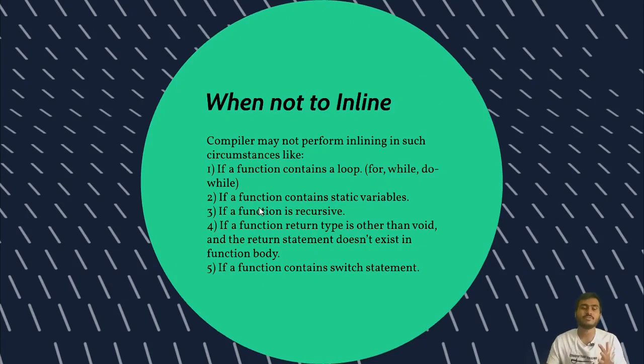The first rule is, if your function contains loops like a for loop, while loop, or do while loop, the compiler cannot make your function inline, because looping is a complex syntax and it doesn't make sense to replace your function call with the function body. The next thing is that whenever your function contains a static variable, your compiler cannot make it inline either. We don't have any idea about static variables yet, so we are going to discuss them in the module on scoping and lifespan of a variable in C++.